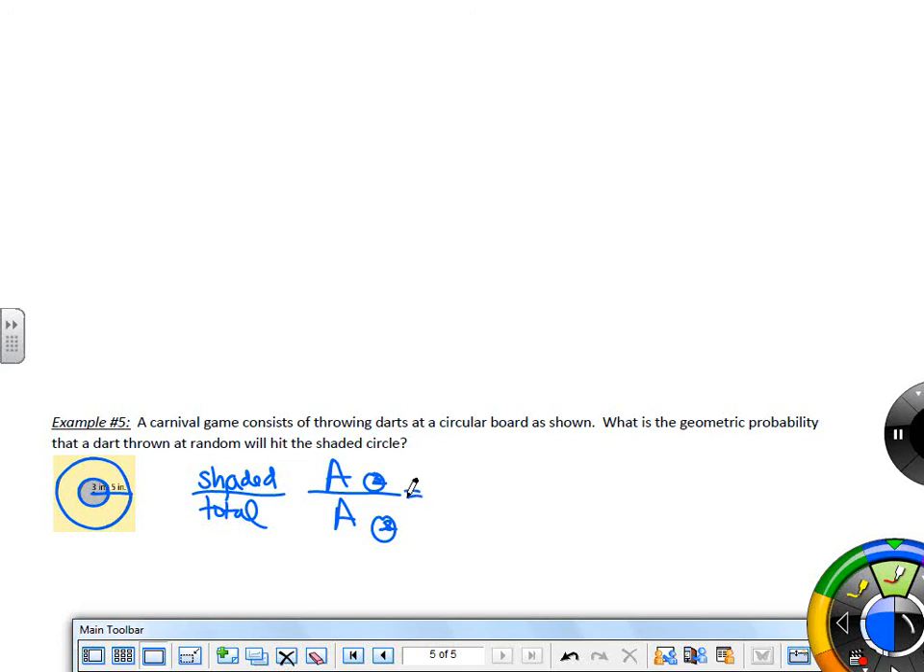Okay? So remember that the area for a circle is pi r squared. So for the radius of 3, it's going to be 3 squared times pi, and for 8, 8 squared times pi. The pi's will cancel, and we have 9 over 64. And so that is going to be the probability that we're going to hit that shaded area if it's thrown at random.